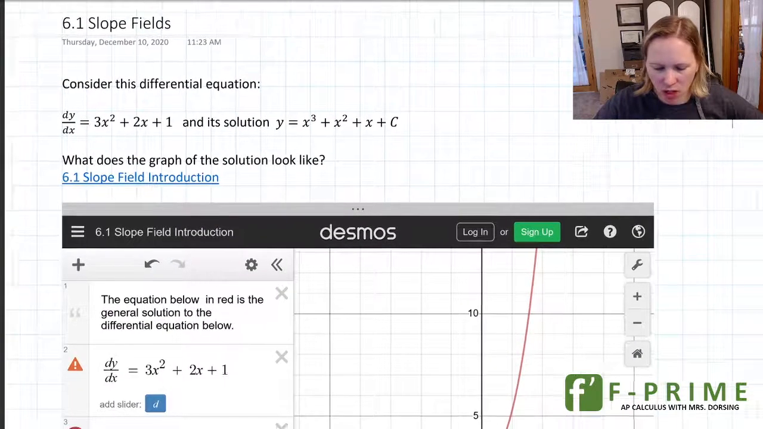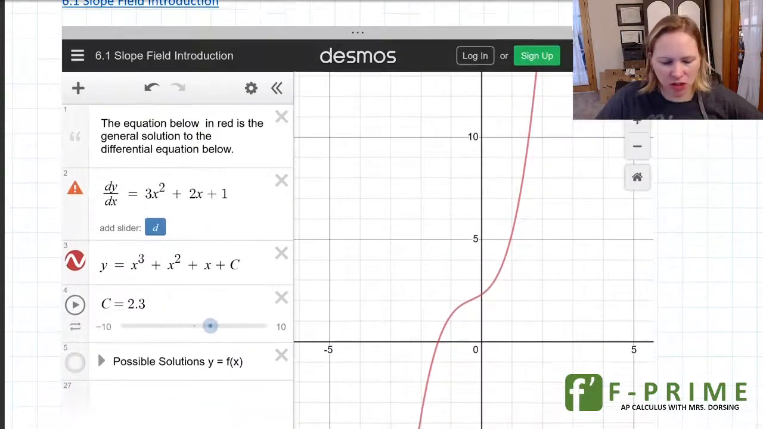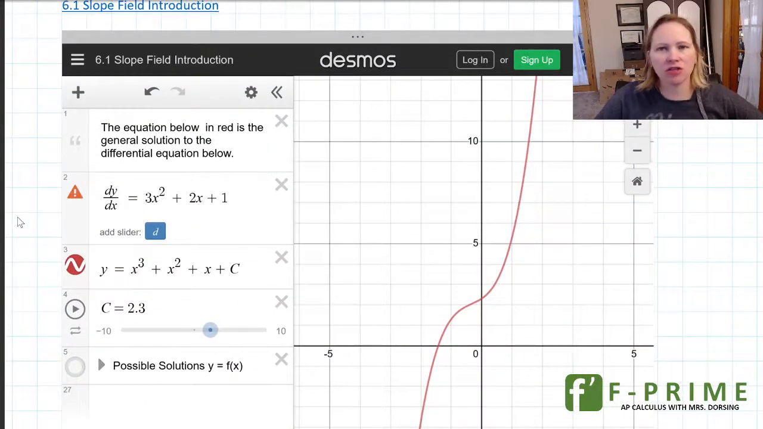So we're going to explore this real quick on a graph. And Desmos has a great slope field generator, and we're actually going to use that here in just a minute to check some of our answers. But suppose we have this equation, so this is the given equation, and this would be its antiderivative. So this red graph here, this is the solution to this differential equation.